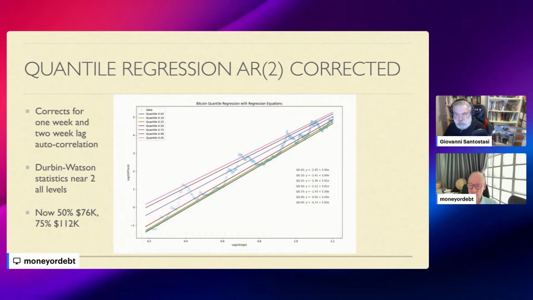Now, the first question is, where are we? Right now, the 50% median line is at $76,000. And the 75%, which is starting to get up into a bubble, is 112,000. So we're in a good place overall, even at 94 or whatever it is right now, 94,000. We're very much, and you can see that visually, we're very much in the domain of the power law, but somewhat in the upper levels.